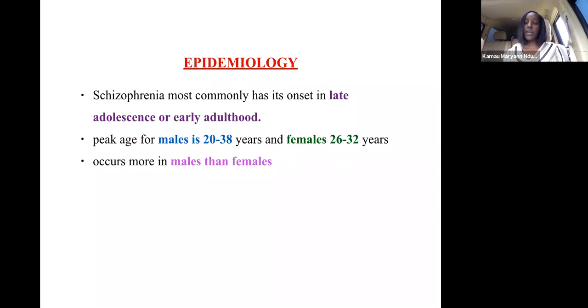So what does the epidemiology look like? Schizophrenia's onset is mostly in late adolescence and early adulthood. The peak age in males is 20 to 38 years, and for females it's 26 to 32 years, and it occurs more in males than in females.